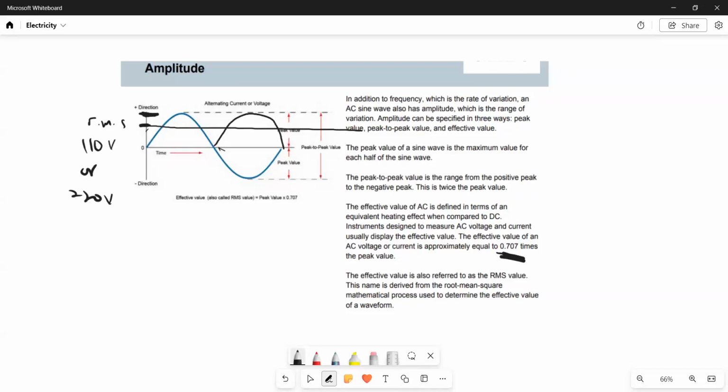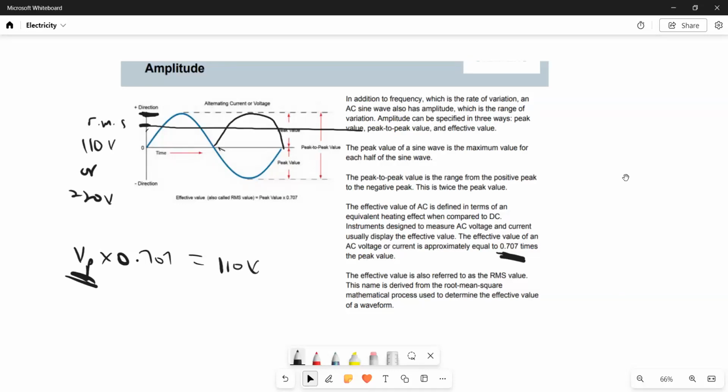So the peak value is going to be a little higher. You can do the calculation: the peak voltage times 0.707 is what gives you the 110. If you want to know the peak, you can always calculate. And that's your AC current.